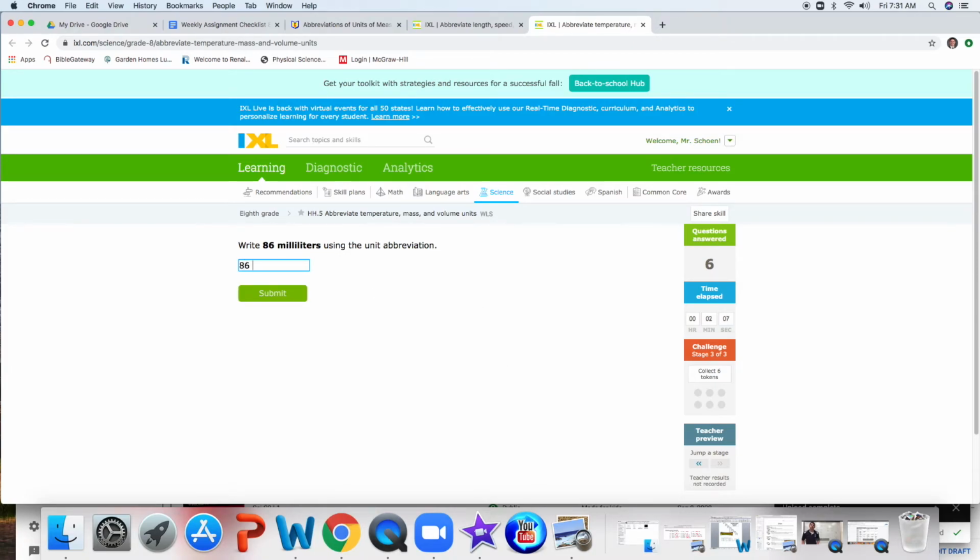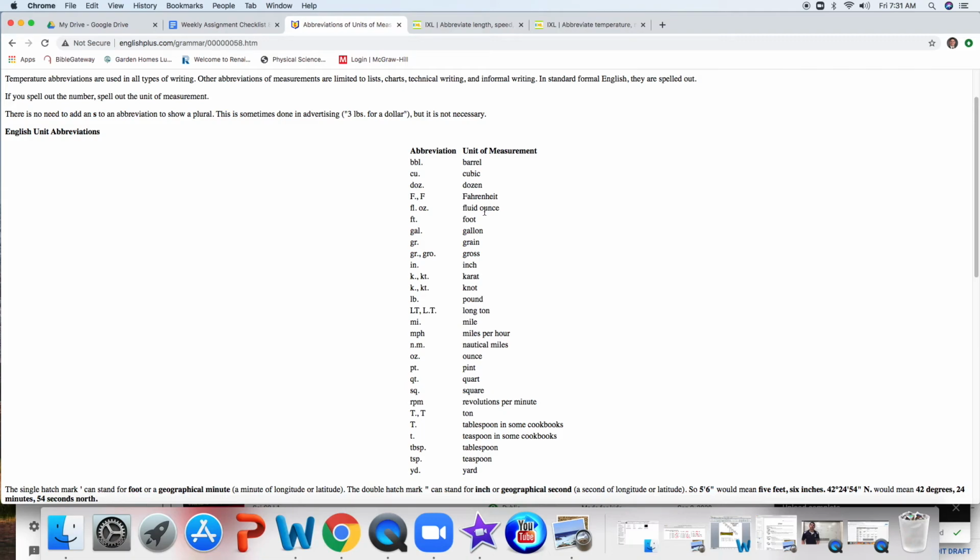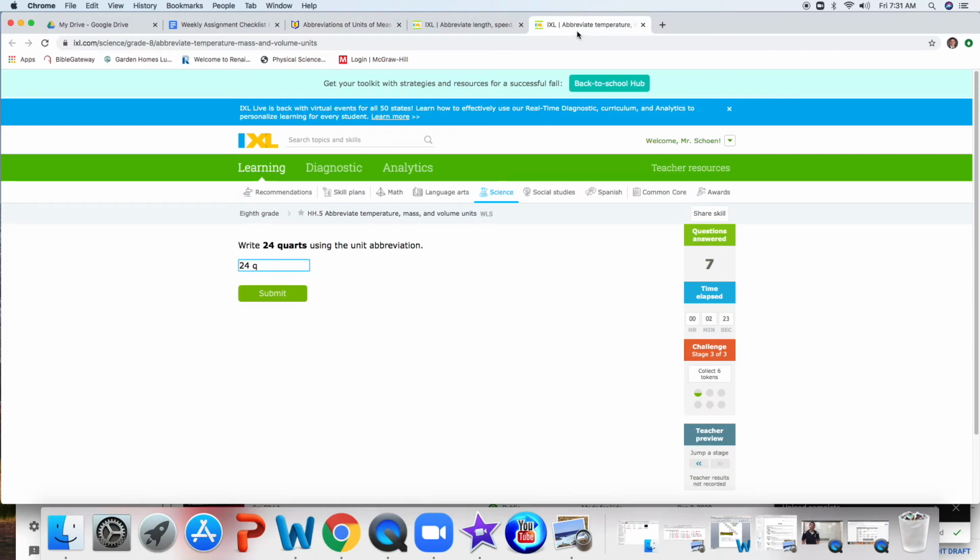Milliliters, 86 ml. 24 quarts. If I check my abbreviation, gallons is listed here, quarts is QT. 98 gallons. 98 gal. Hopefully you get an understanding of making sure that you have those things spelled correctly. Now remember, 98.0. Can't take the shortcut. Learn from your mistake. Get it right.